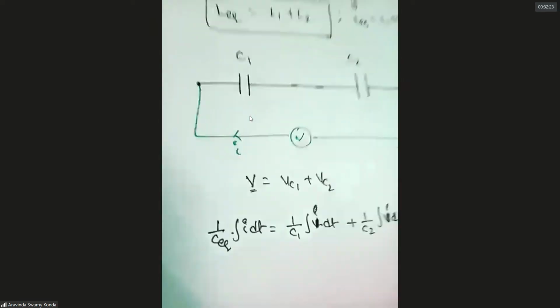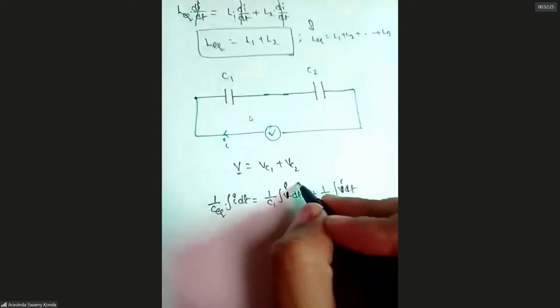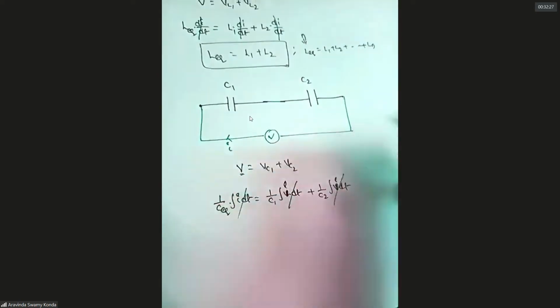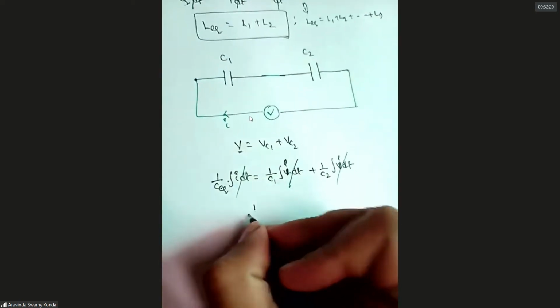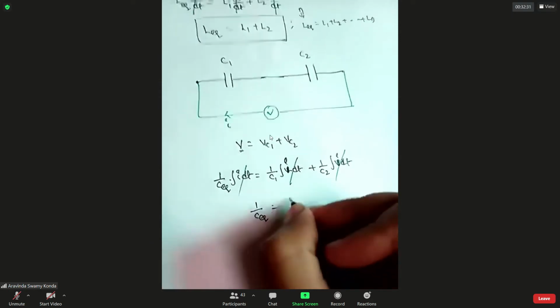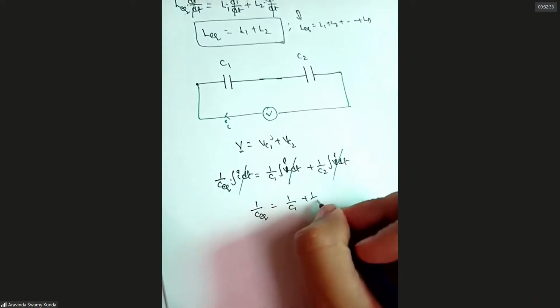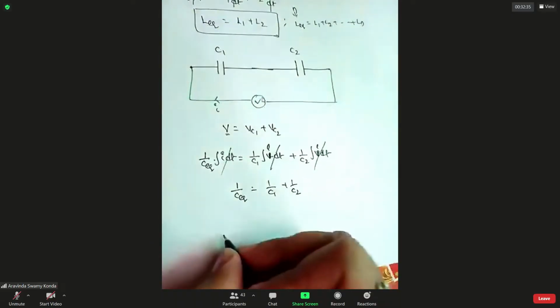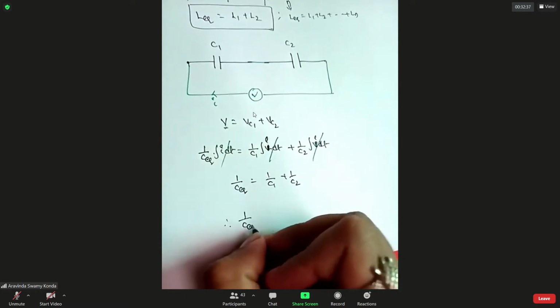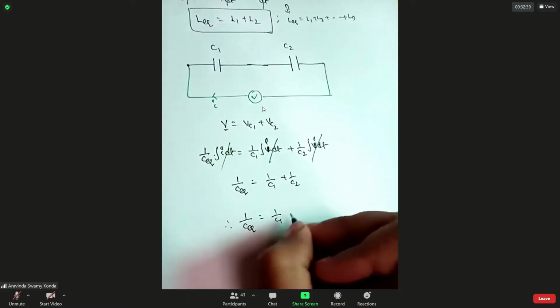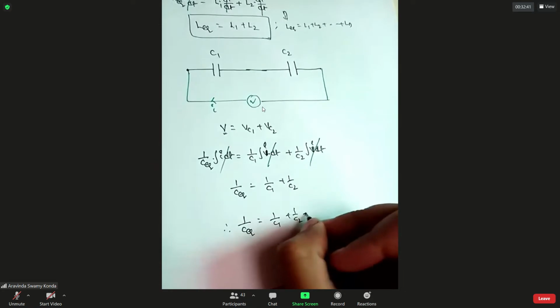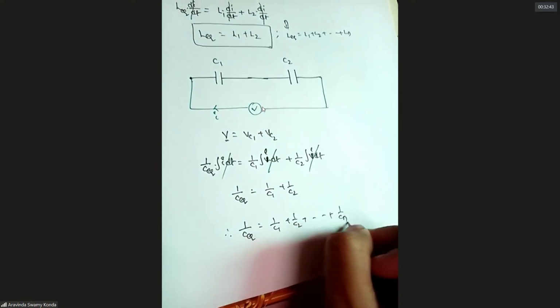Then the I dt gets cancelled. So 1 by C equivalent equals 1 by C1 plus 1 by C2. If n capacitors are connected in series, then 1 by C1 plus 1 by C2 and so on up to 1 by Cn.